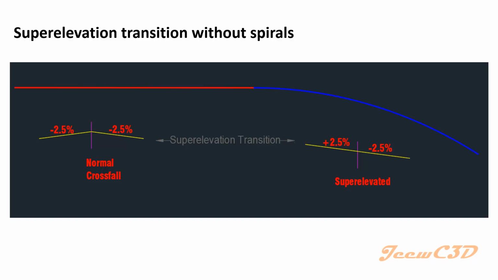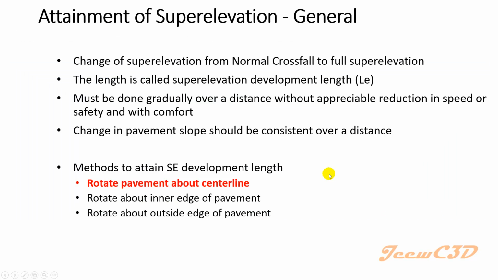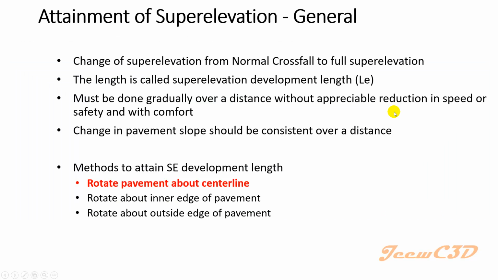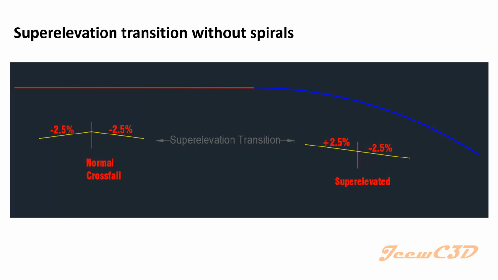So now we have some idea. This superelevation transition is happening inside this road to rotate the pavement from minus 2.5 to plus 2.5. We call this the attainment of superelevation. The change of superelevation from normal crossfall to full superelevation, that means from minus 2.5 to plus 2.5, is called the superelevation development length. When I say minus 2.5 to plus 2.5, it is only for this example. If the superelevation is minus 5 and plus 5, this distance would be the superelevation development length.